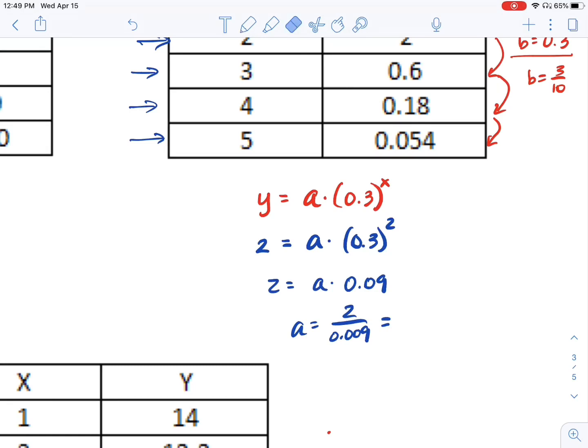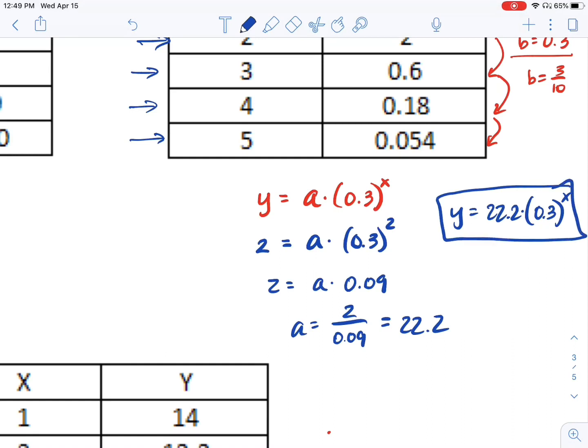Oh, I wrote that wrong. Sorry. That should be 0.09. So let's try that again. 2 divided by 0.09, and I get 22.2, about. So the exponential model should be a times b to the x, or 22.2 times 0.3 to the x.